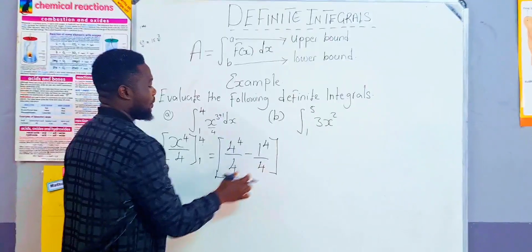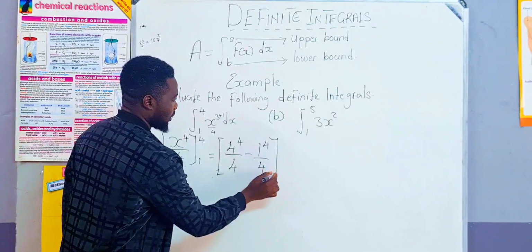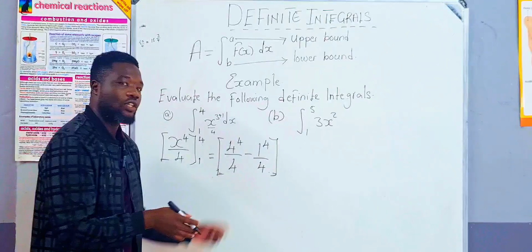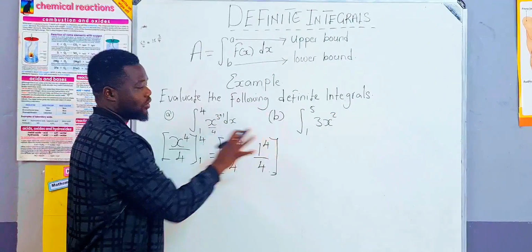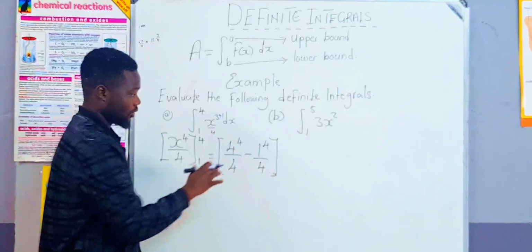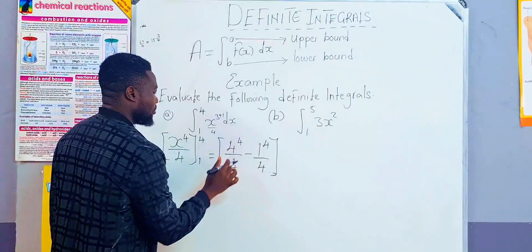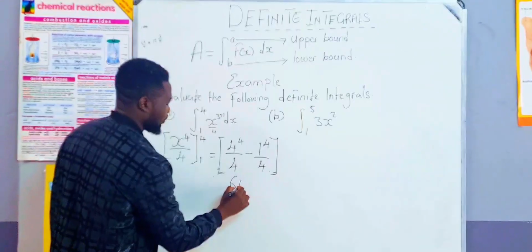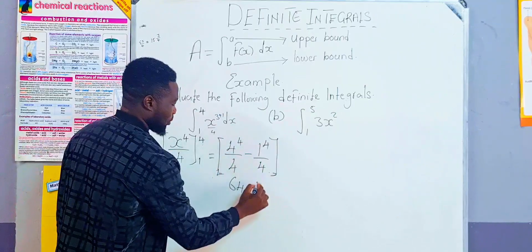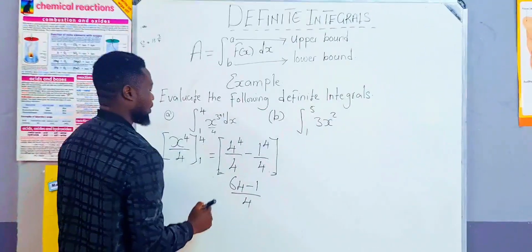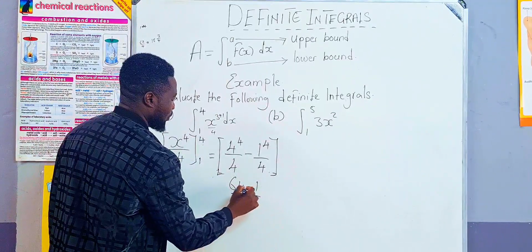Before that, if you are dealing with fractions and you have the same denominators, you only subtract the numerators straightforwardly. So 4 to the power 4 is 64, and then minus 1 to the power 4, which is just 1, over 4. Now calculate 64 minus 1.